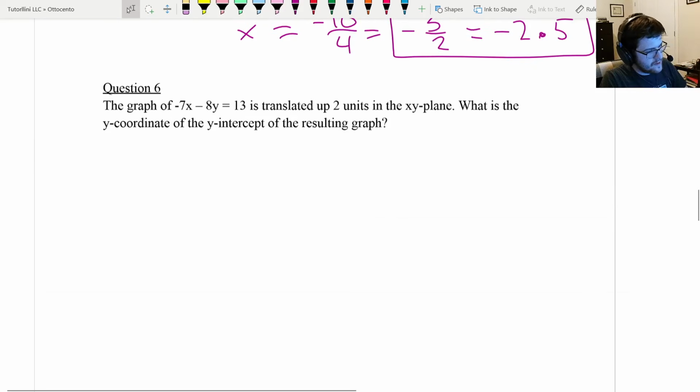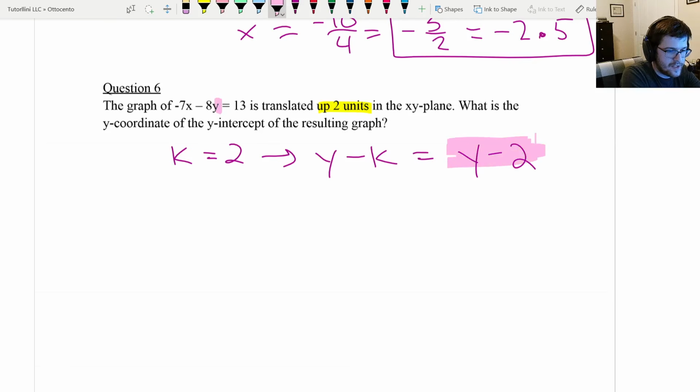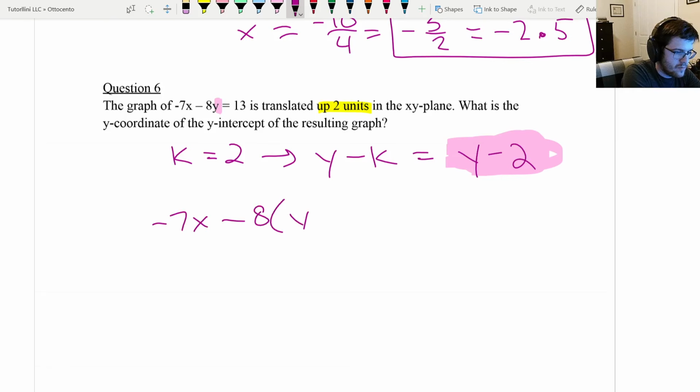Okay, so for this one, we're going to go up 2 units. So h is 0, no horizontal shift. We're just going to make k up is positive, so positive 2. And we're going to do y minus k, which is just y minus 2. So now we're going to find all the y's in the original equation and replace it with y minus 2. And we get negative 7x minus 8 times y minus 2 equals 13.